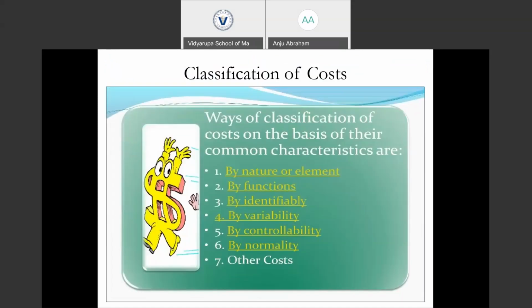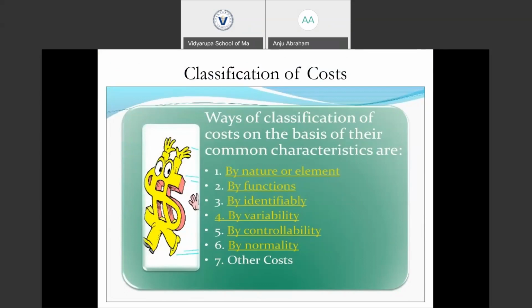In short, costs are classified on the basis of nature or element into material, labor, and expenses; by function into production, selling cost, administrative cost, depreciation cost, research cost, development cost, pre-production cost, conversion cost, etc. On the basis of identifiability, it is classified as direct cost and indirect cost. On the basis of variability, fixed cost, variable cost, semi-variable cost, semi-fixed cost, or step cost.